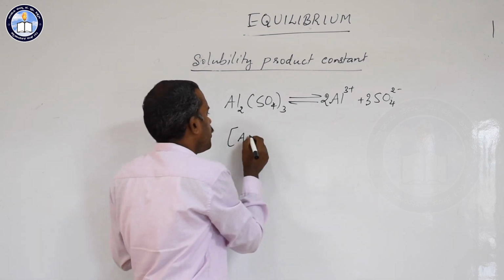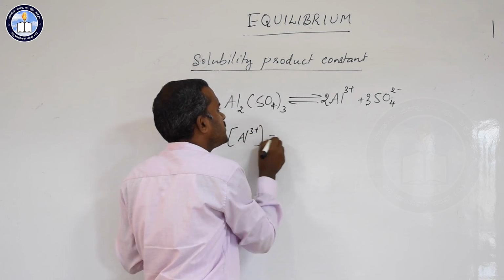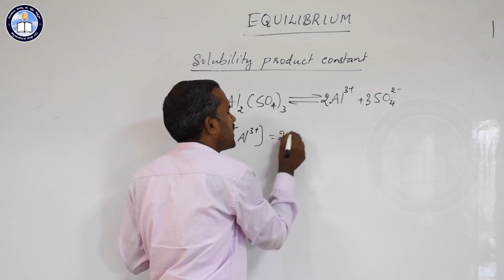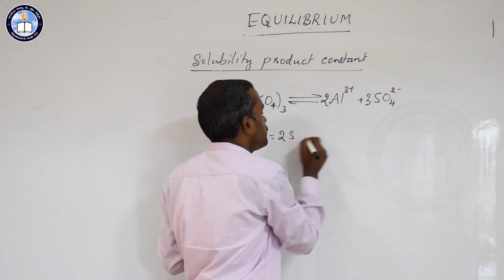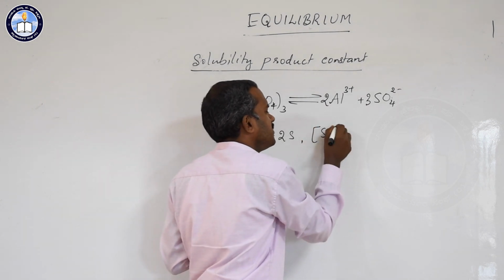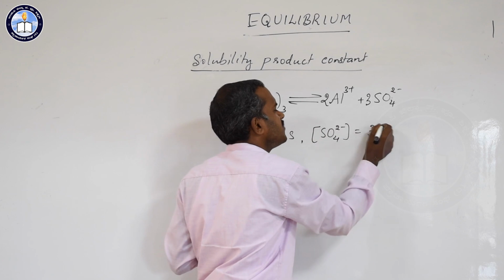So Al3+, if it is 2 moles, I will take it as 2s, and similarly the sulfate solubility I can consider as 3s.